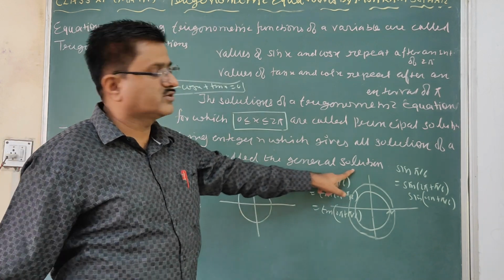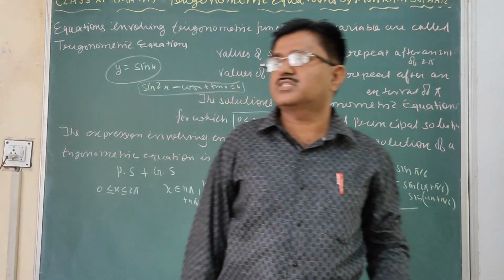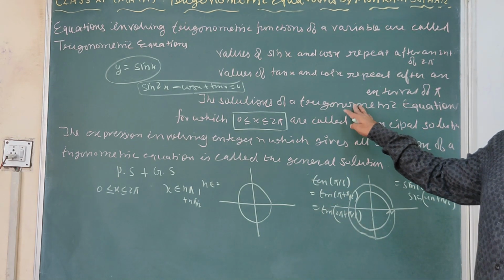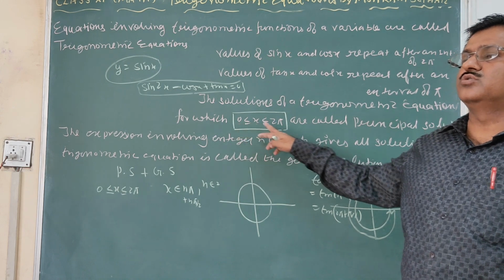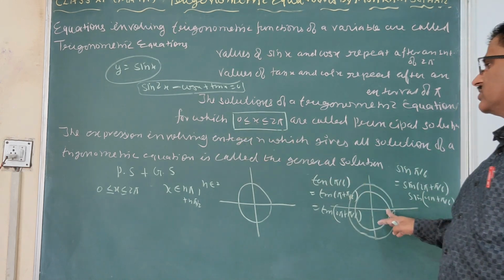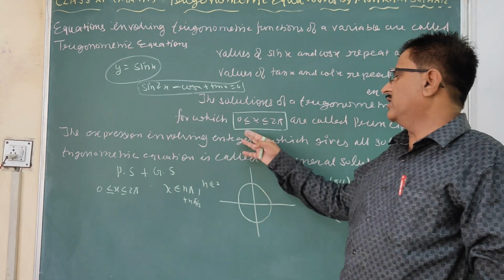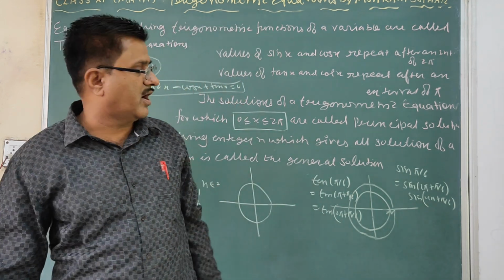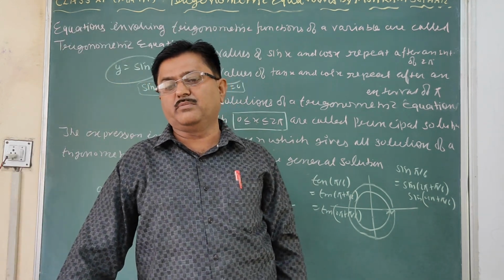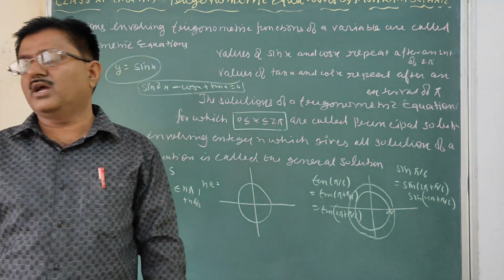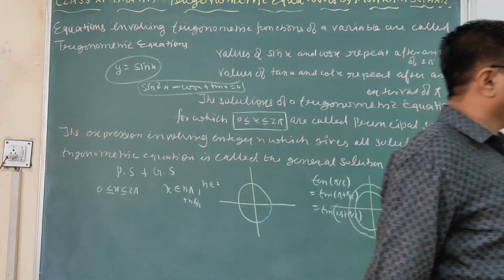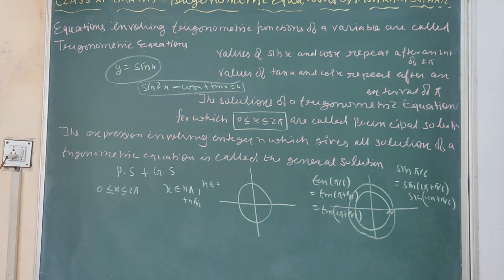the expression which gives all solutions of a trigonometric equation is called the general solution. So a trigonometric equation has two types of solution. One is the principal solution, whose variable lies only between 0 and 2 pi. And the other is the general solution, whose value may be any value like minus 2 pi, minus 3 pi, minus 4 pi, minus 100 pi, or plus 2 pi, 100 pi, 1000 pi, any theta may be there. Such types of problems we have to discuss in the general solution. Clear? So this is the basic concept of how to find or define these terms.